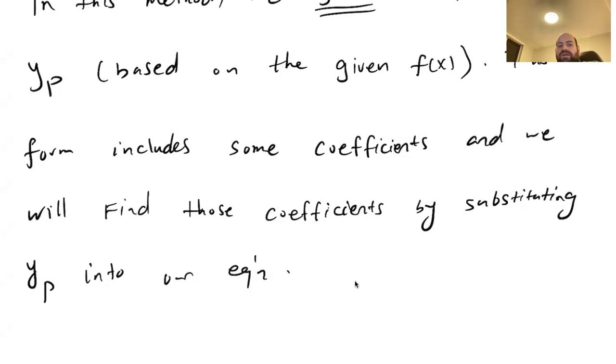And how can we guess the general form? We guess the general form based on the given function. So for example, if the given function is exponential, our guess will be exponential. If the given f of x is trigonometric, our guess will be trigonometric, and so on.